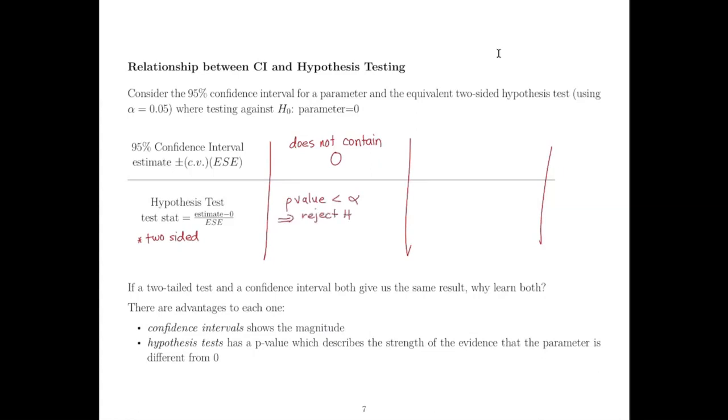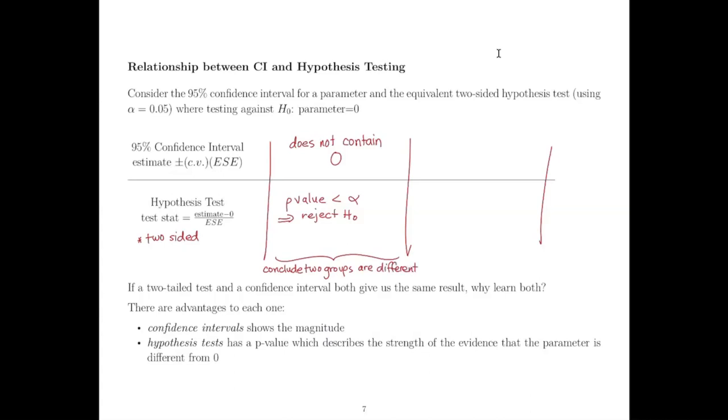Okay? So either way, whether you did a confidence interval or whether you did a hypothesis test, you're going to make this conclusion that the two groups are different. So that's one sort of scenario that you could end up in.